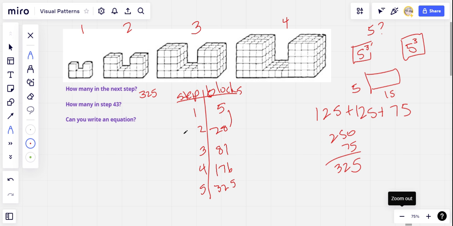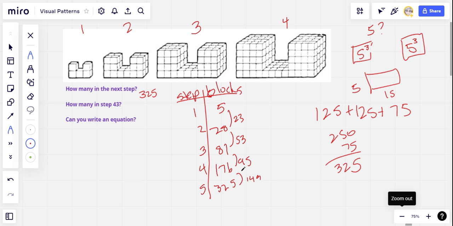So 28 minus 5 is 23. And 81 minus 28 is 53. And 176 minus 81, 95. And 325 minus 176 is 149. Okay. Now you'll notice they're not the same.